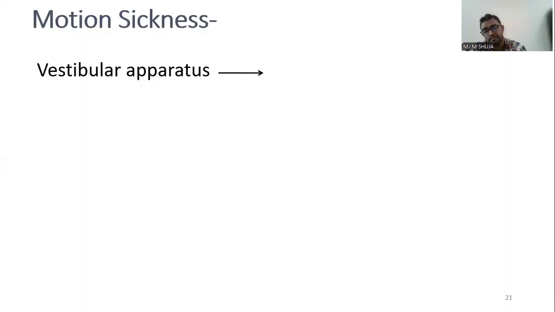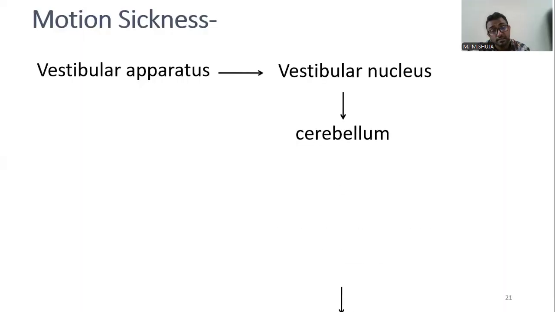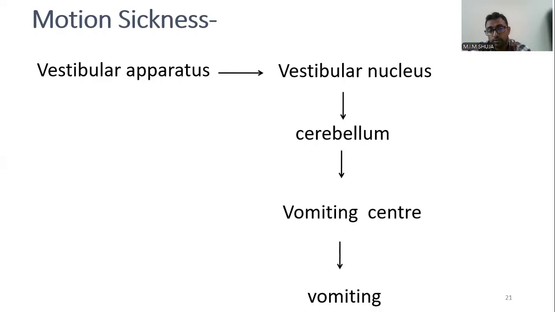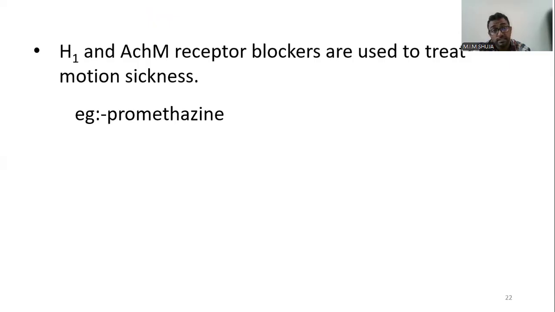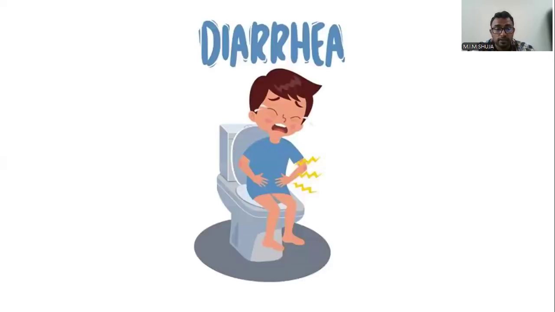So now let us see about motion sickness. You know that it is due to the vestibular apparatus. It activates the vestibular nuclei, then the cerebellum, then the vomiting center, and vomiting. So motion sickness is through the vestibular pathway. Promethazine is one of the H1 receptor blockers. It is an antagonist to the H1 receptor. So it will block the H1 receptor and prevent the vomiting. And you can have some anticholinergic effect of H1 receptor antagonists also.